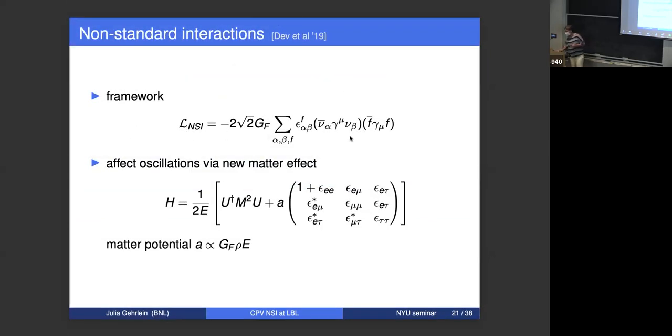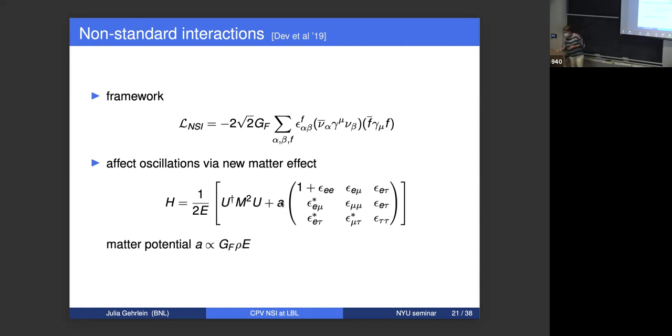So we add to the Lagrangian this term for the neutrino non-standard interactions. We have this parameter epsilon, which gives the strength of the interaction relative to the weak interaction. And then we have the coupling of the neutrinos to standard model fermions. These non-standard interactions affect oscillations via a new matter effect, as I show in the Hamiltonian here. The one here is just the standard charged-current matter effect that electron neutrinos encounter. And then we also see that the whole matrix is populated with flavor-diagonal NSI parameters and also flavor off-diagonal NSI parameters, which can be complex.